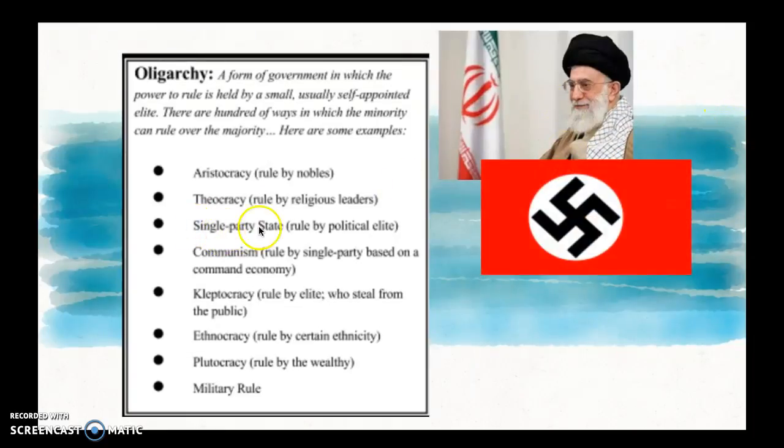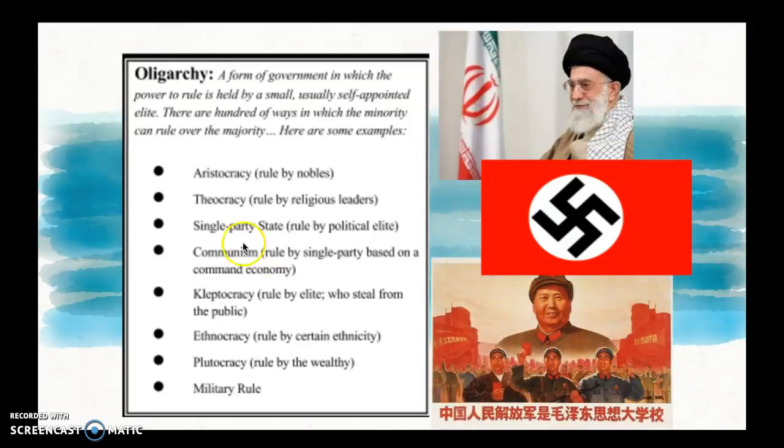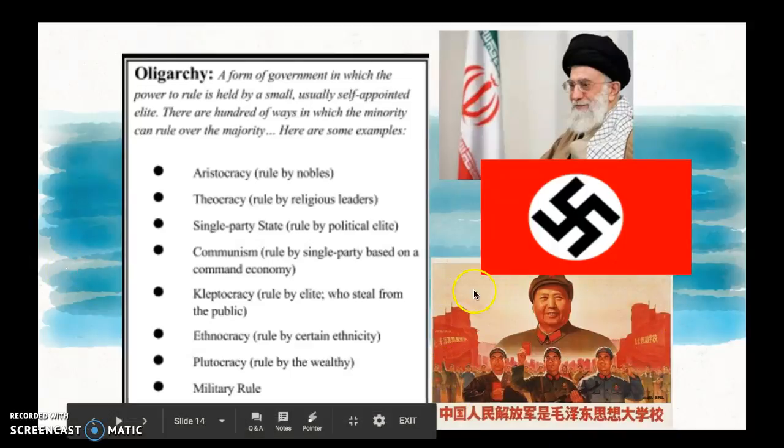Another type of oligarchy is a single-party state ruled by the political elite. An example of that would be the Nazi Party in Nazi Germany. Just one party existed. And a third example that you can jot down in your notes is communism. Communism is a type of oligarchy, a rule by a single party based on a command economy. And an example of this would be Mao Zedong's China.